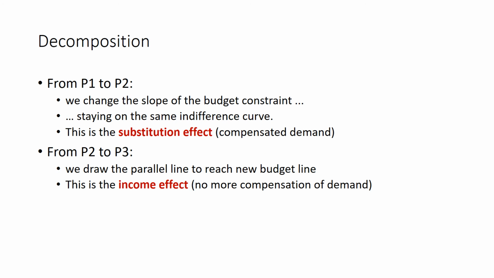So moving from P1 to P2, we change the slope of the budget constraint, staying on the same indifference curve. This is the substitution effect. It shows compensated demand. Then moving from P2 to P3, we draw the parallel line to reach the new budget line. This is the income effect. We're not looking at the compensation of demand. We're looking at now the impact of the new real income, the fact that now the consumer can actually consume less of both goods because the price of C has increased.